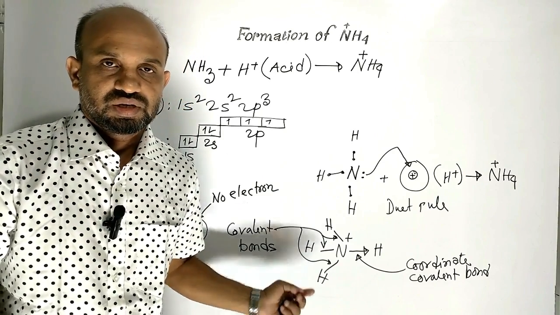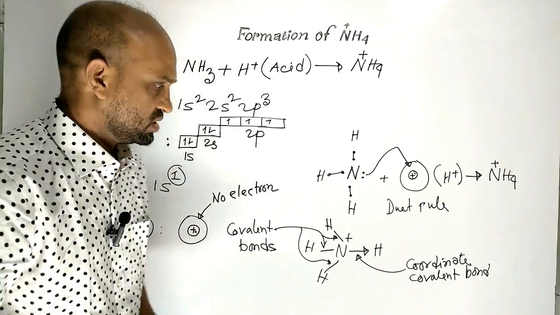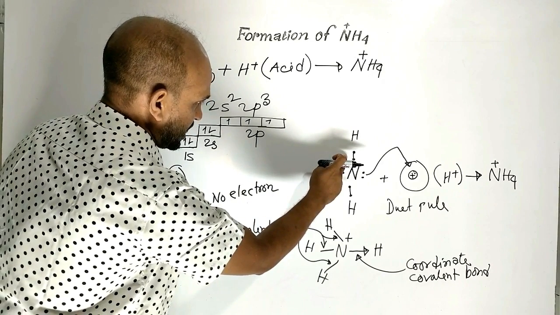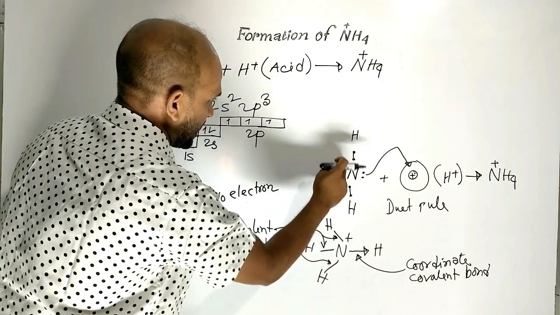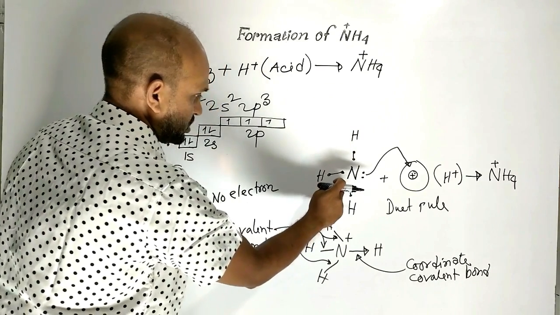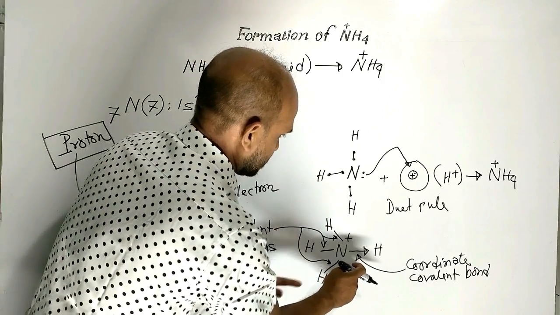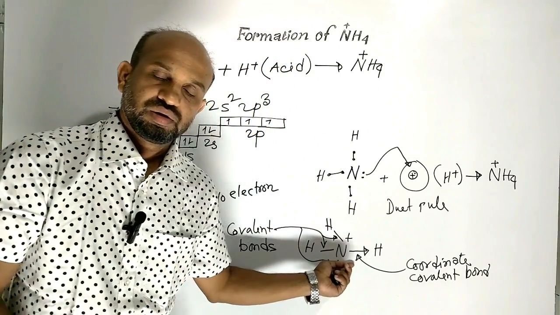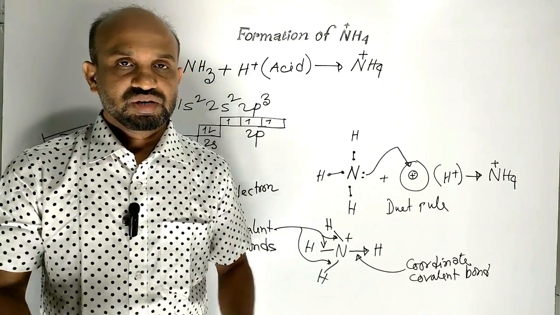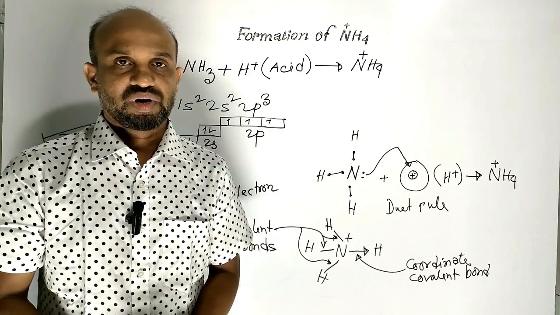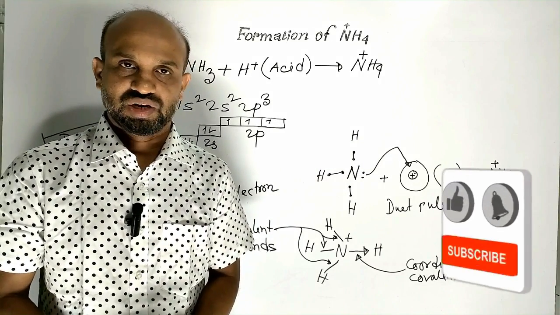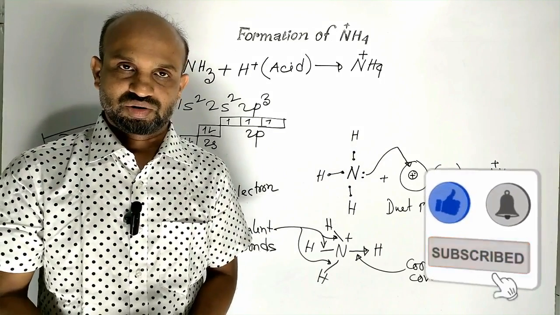Covalent bond, the bond which is formed by two electrons. That two electrons came from two atoms and shared by two atoms, but coordinate covalent bond, in which there are two electrons. That two electrons came from one atom, but both the atoms share these two electrons equally. This is coordinate covalent bond.